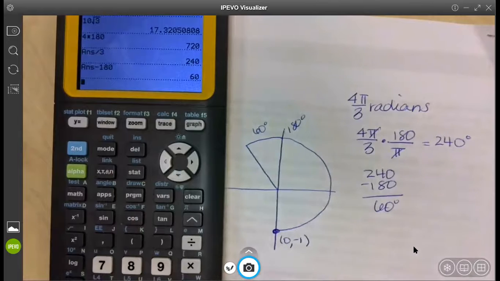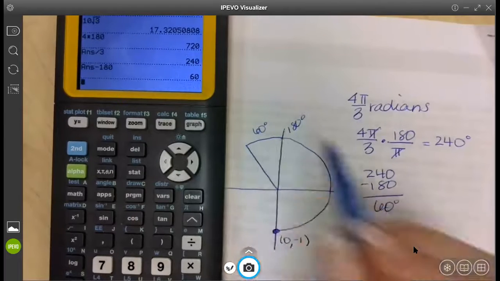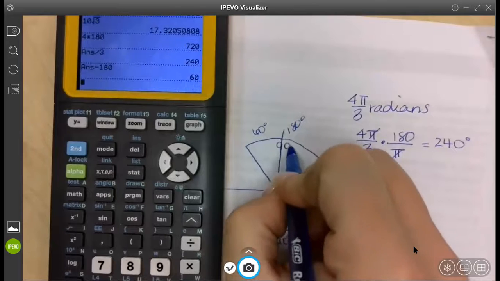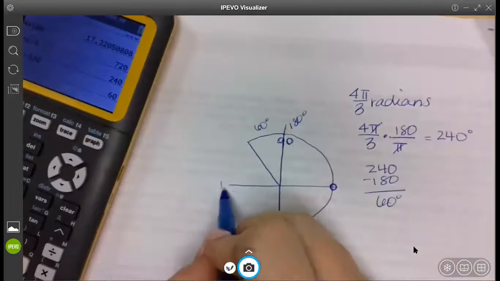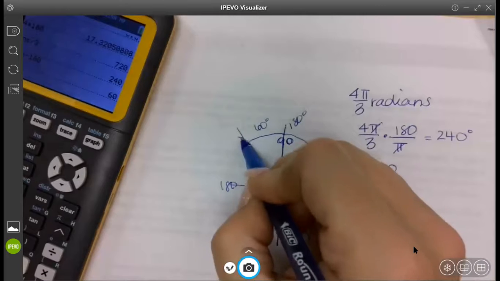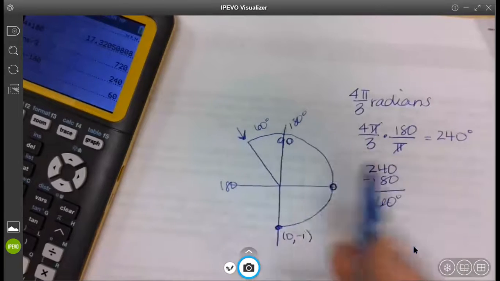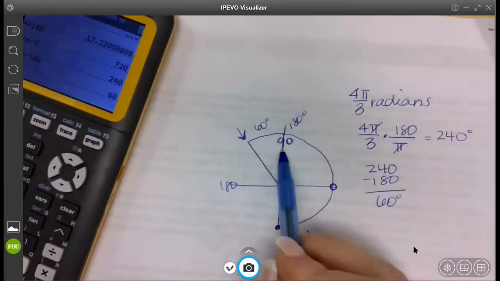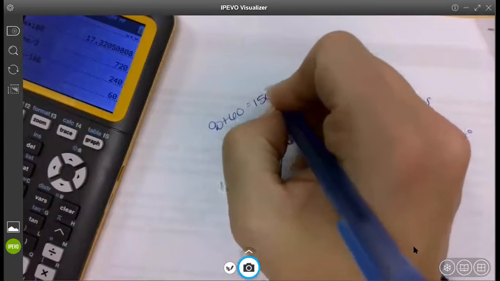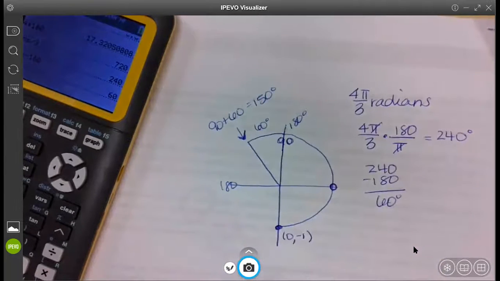All right. So this is not 180 degrees. Remember, we start at 0. This one is 90. This one is actually 180, right? So we need to figure out what this degree actually is. So I went 60 degrees from my 90 degrees. So I did 90 plus 60, which is 150 degrees. So that actual angle is 150.